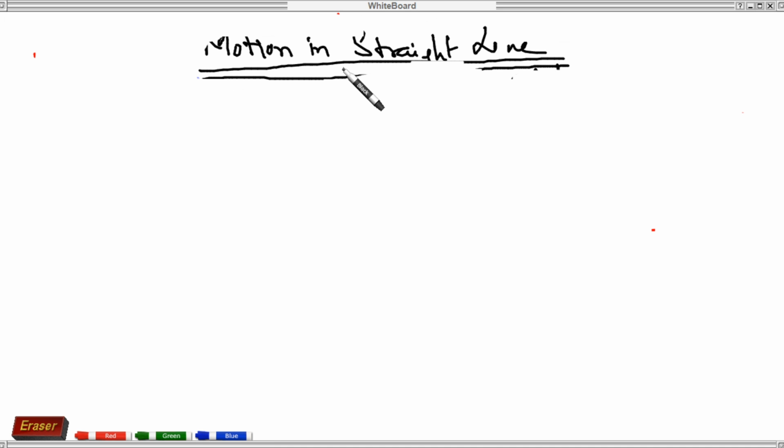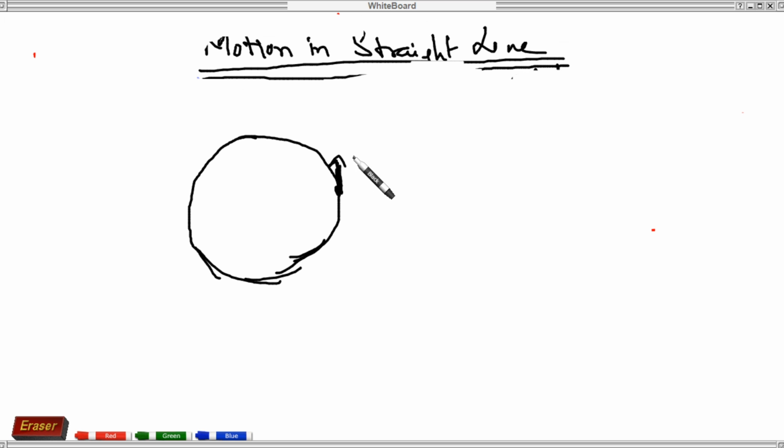So suppose this is a circular path. This is a circle. And a car is moving in this direction. Suppose it's moving at 5 meter per second. Here also it's 5 meter per second. Means throughout, it's 5 meter per second.